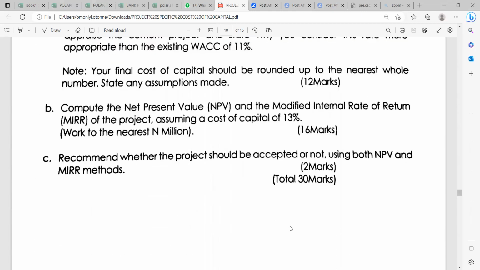State any assumptions made. 10B, compute the NPV and the modified internal rate of return of the project, assuming a cost of capital of 13%. Work to the nearest million. Then C, recommend whether the project should be accepted or not using both NPV and MIRR methods.